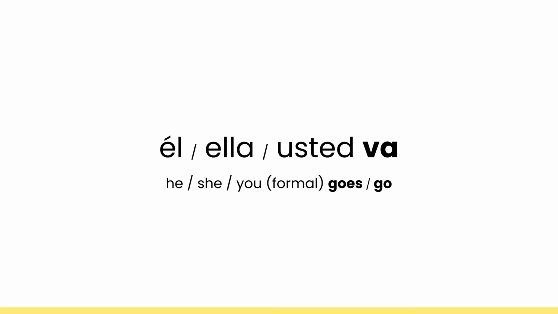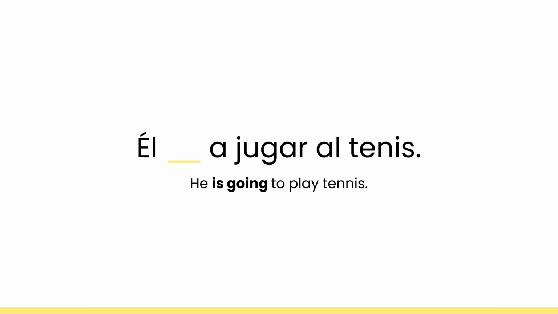The next conjugation, he or she goes, or you, in a formal way, go. Él va. Ella va. Usted va. As an example, he is going to play tennis. Él va a jugar al tenis.